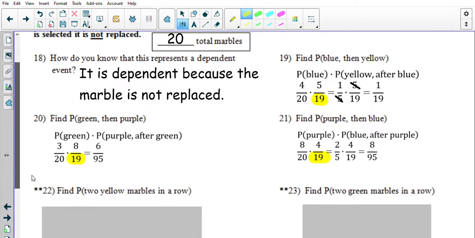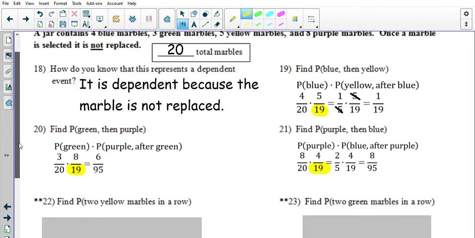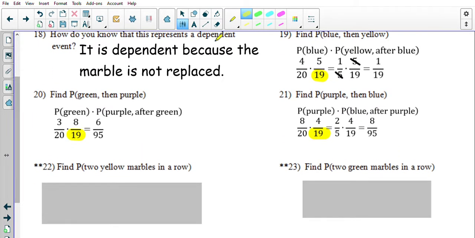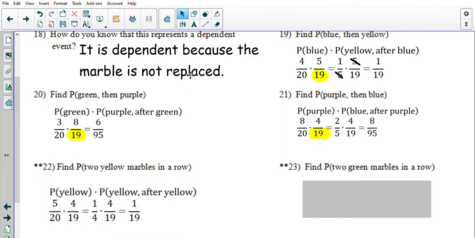Now 22 and 23, I put some stars next to these because this is a little different than our 2 greens in a row from a few moments ago. Find the probability of 2 yellow marbles in a row. Well, the first yellow, we've got 5 yellow marbles out of 20. So that's going to be 5/20. But then the second yellow, we only have 4 yellow marbles left and 19 total marbles. So notice how both the numerator and denominator decreased by 1 this time. 5/20 reduces to 1/4. We can cross off the 4's that are diagonally, and we actually get the same answer as we got for number 19 up here. That won't always happen, but we get 1/19.